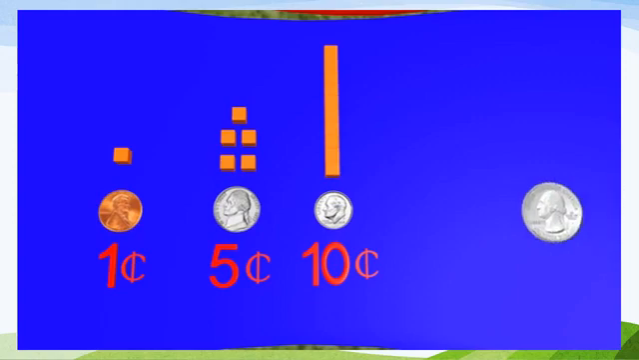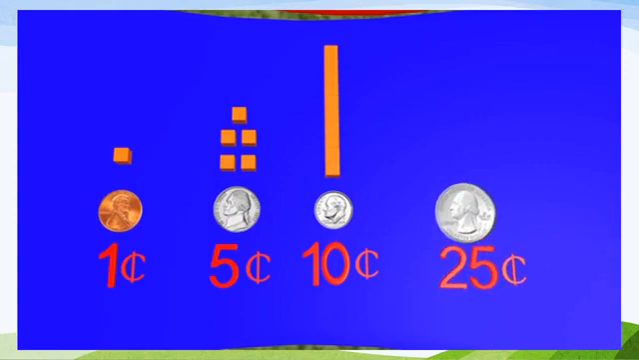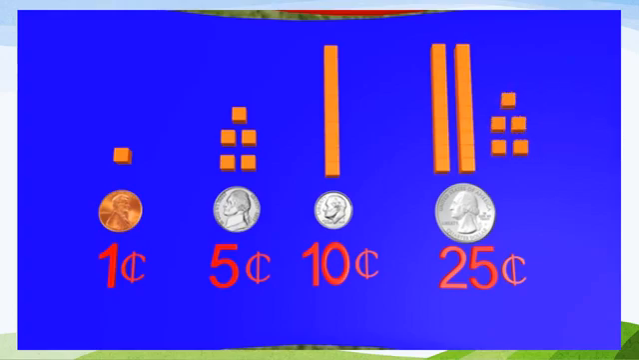Our last coin is called a quarter. A quarter is worth 25 cents. To show 25 cents with our blocks, we would need 25 blocks, right? So to get 25 blocks, we need 2 tens blocks and 5 ones blocks. This set of blocks represents a quarter. So we have our penny that is worth 1 cent, our nickel that is worth 5 cents, our dime that is worth 10 cents, and last of all, our quarter that is worth 25 cents.